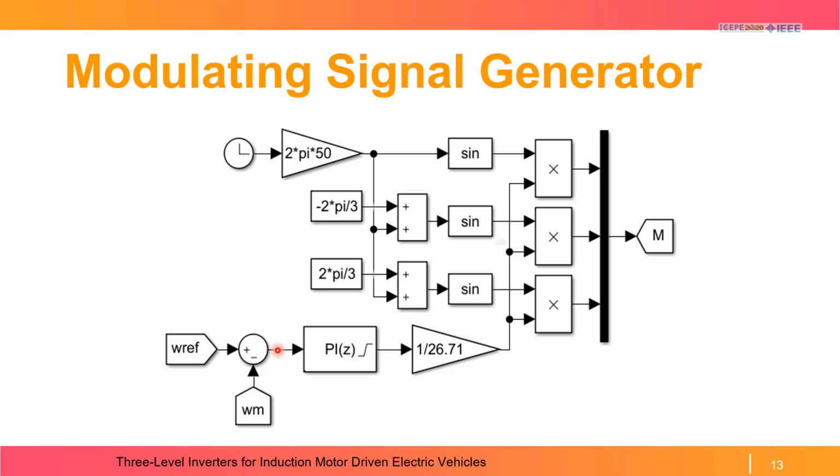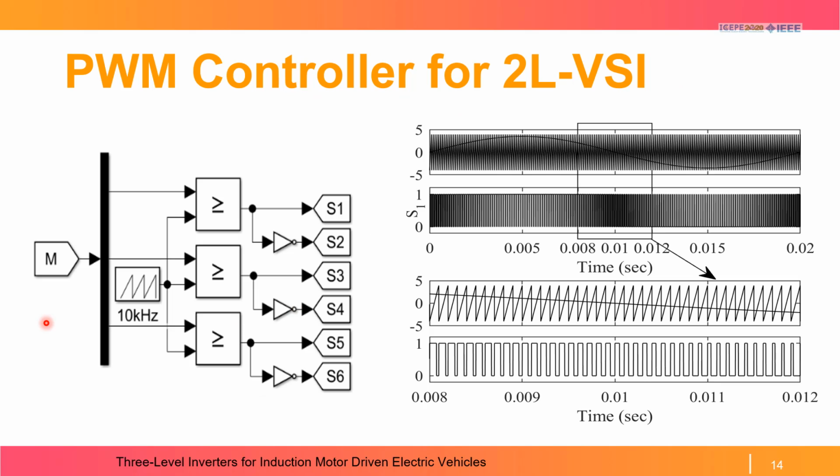First, the speed error is generated, which is processed through a PI controller, and the output of the PI controller is divided by the rated torque to get the unit amplitude. This unit amplitude is multiplied with the three-phase sinusoidal waveform to generate the modulating signal. The three-phase modulating signal is fed to the PWM controller for the two-level voltage source inverter.